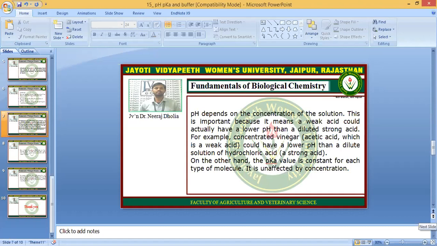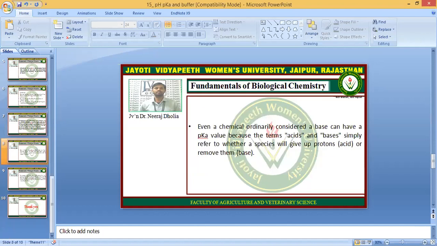For example, concentrated vinegar, acetic acid, which is a weak acid, could have a lower pH than a diluted solution of hydrochloric acid, which is a strong acid. On the other hand, the pK value is constant for each type of molecule. It is unaffected by the concentration. So pK is a constant value.